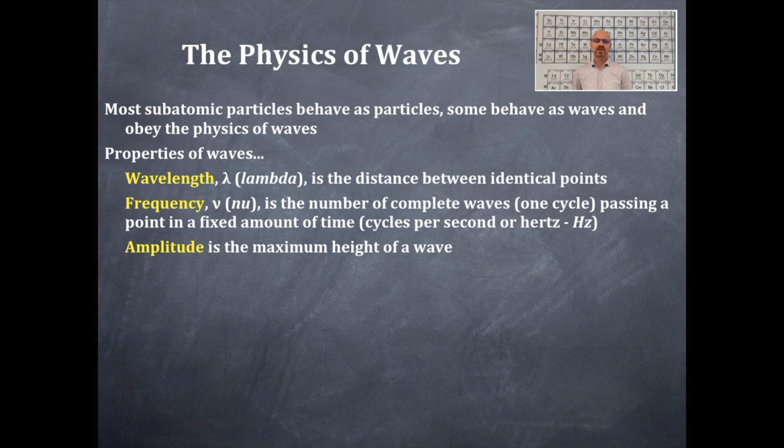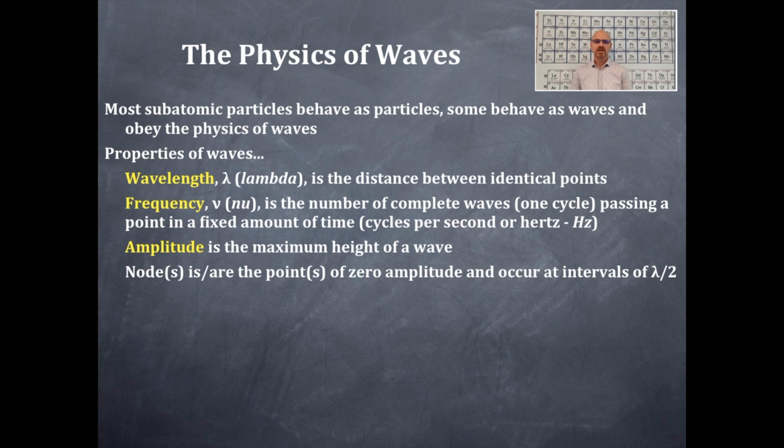Then there is the amplitude, and amplitude is the maximum height of a wave. Okay, then there are nodes, or a node. A node is the point where there is zero amplitude and occurs at half the wavelength intervals. Okay? A standing wave, or a stationary wave, and here are some characteristics of a standing or stationary wave.